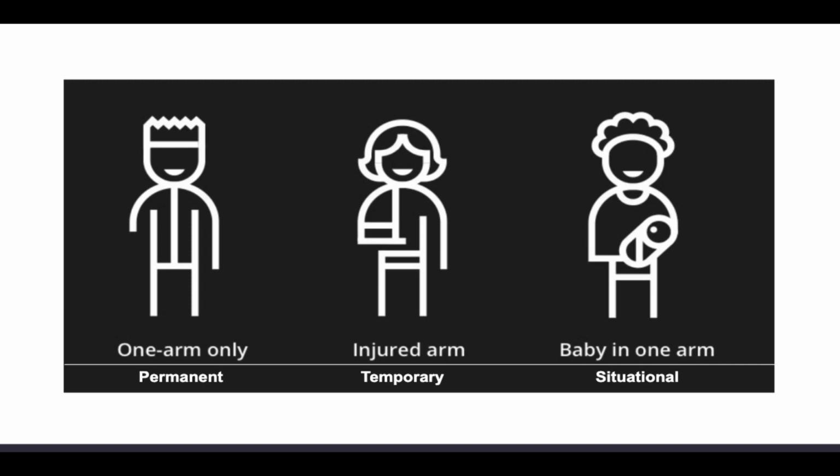So we have three scenarios: permanent, temporary, and situational or contextual, in which accessibility becomes something that is relevant to the user and therefore to you as the designer. So often when people speak about and think about disability and therefore accessibility, they only think of the first person.